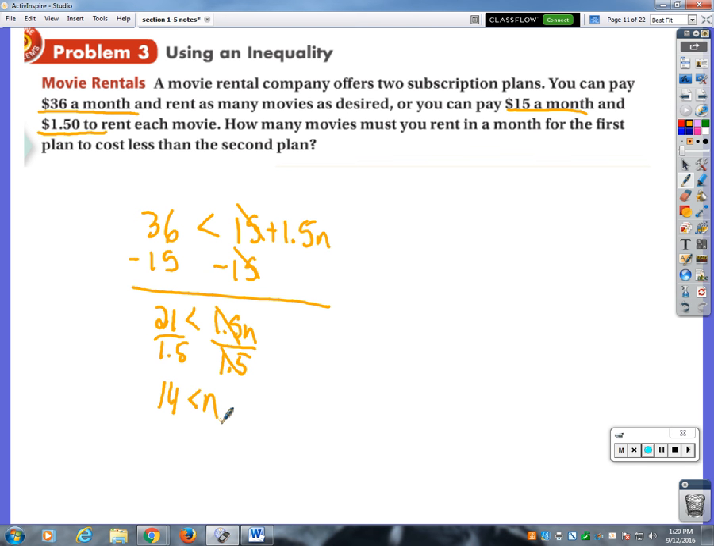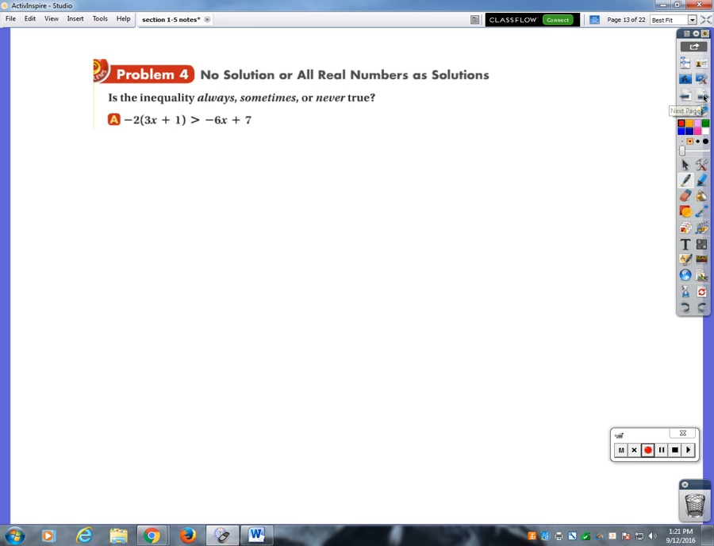What would be true about the 2 plans if you rented exactly 14 movies? It would cost the same. It appears that they would be equal, yeah. So if you rent more than 14 movies, then you're going to pay more than $36 with the second plan, so that makes the first one cheaper, okay?